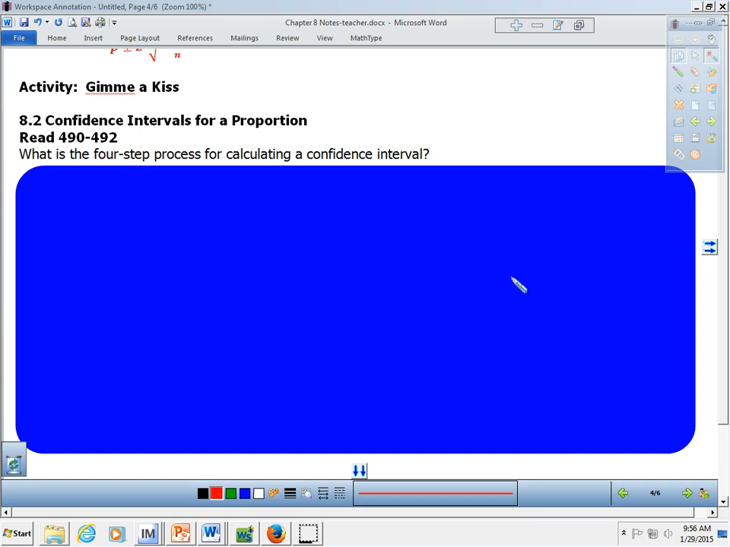On the AP exam, or even for practical purposes, you're going to want to make sure that you go through this, especially if you're doing something out in the real world where you have to come up with a confidence interval and write up a report. There are certain things that you want everyone to know when you do your confidence interval. So we do our four-step process: state, plan, do, conclude.